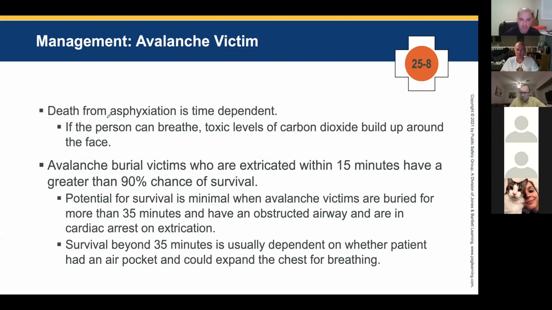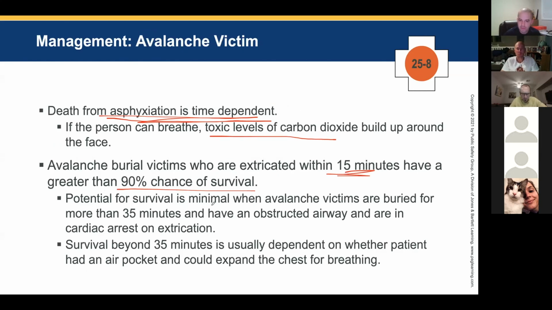So when we talk about death from asphyxiation, that is time dependent. So we need to get the patient out as quickly as possible. If the person can breathe, the concern is that toxic levels of carbon dioxide will build up. So avalanche victims who are extricated within 15 minutes have a greater than 90% chance of survival. So key there, right? 15 minutes is the highest chance of survival.